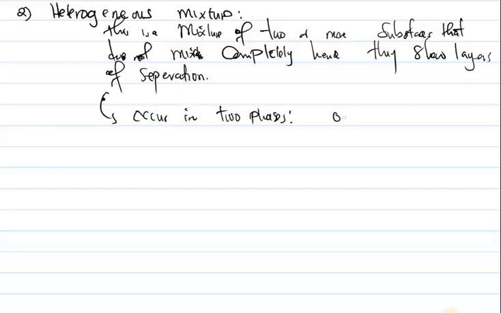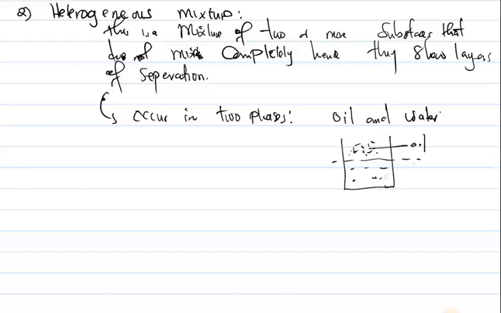For example, oil and water. When you mix cooking oil and water, you discover that there will be two layers, one for water and one for cooking oil. Which one will be on top? Of course, water will be down, and oil will be on top here. So this is oil and this is water. So these are two phases because you can clearly see them.